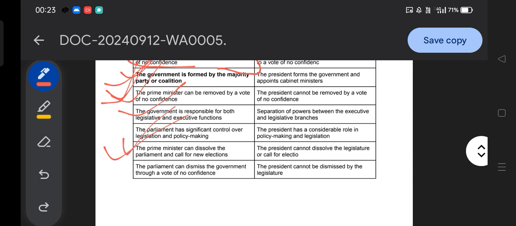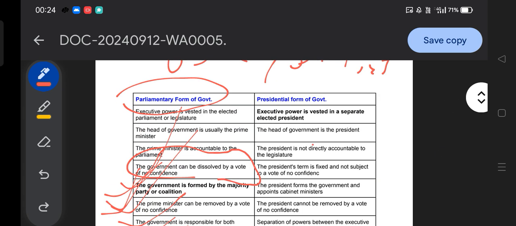In the sense, the Prime Minister can dissolve the Parliament and call for new elections, like recently we have seen the 18th general elections. Getting my point? Then next, the Parliament can dismiss the government through a vote of no confidence, that we have already discussed.